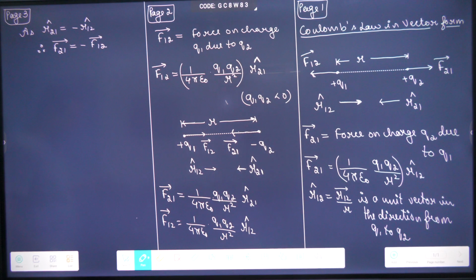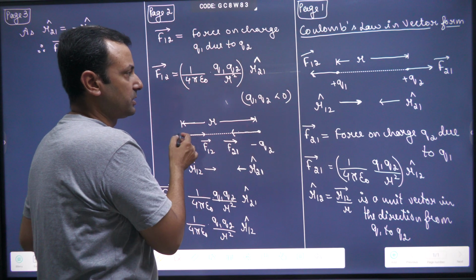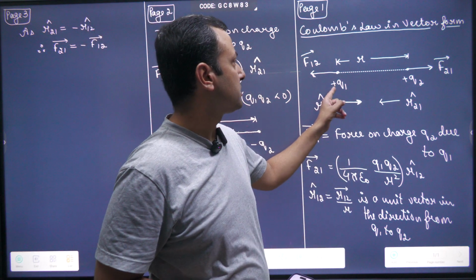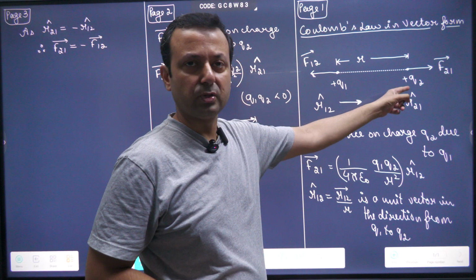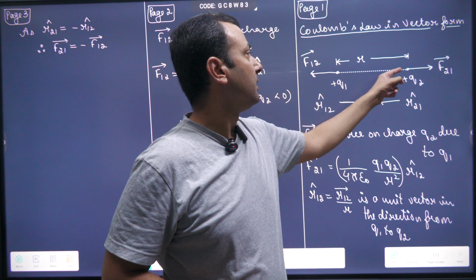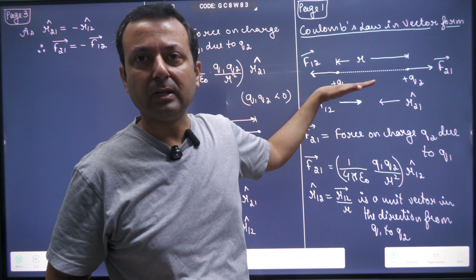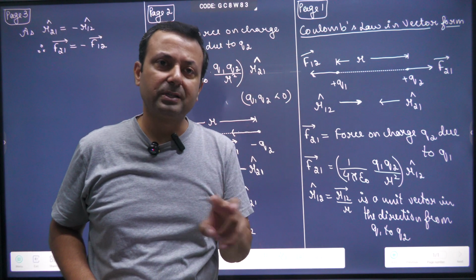The second point is this: as the Coulombian forces act along the F12 vector or F21 vector, that is, along the line joining the centers of the two charges, they are central forces. If Q1 is repelling Q2, then Q2 will go in this direction. It is not going in this direction or that direction. The forces act along the line joining the two charges only. That's why we say that Coulombian forces are central forces.